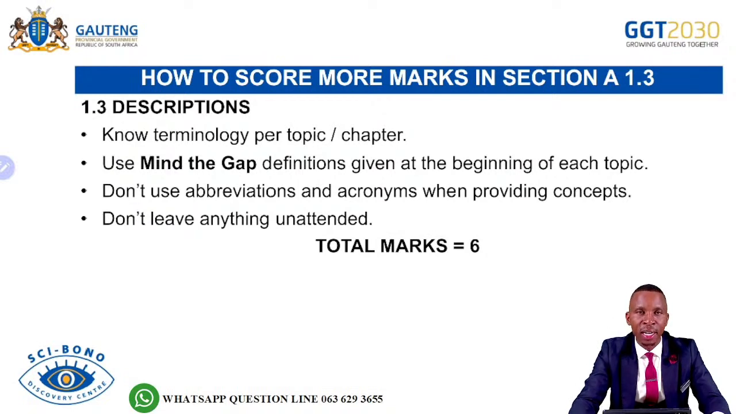Do not leave anything unattended. We know that you normally leave spaces here. Do not leave anything unattended. Answer, contextualize, understand the statement, and provide the answer based on the content. Then you will get 6/6, which will give you 30/30. Then you go on to the next section.